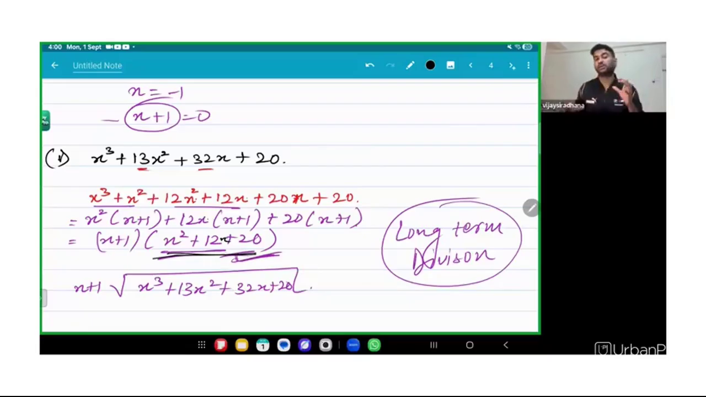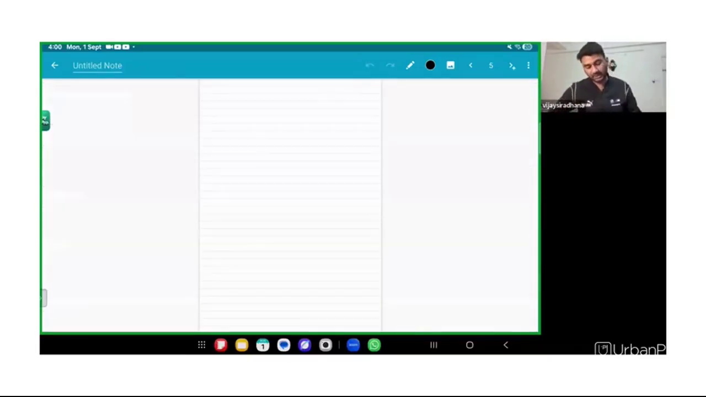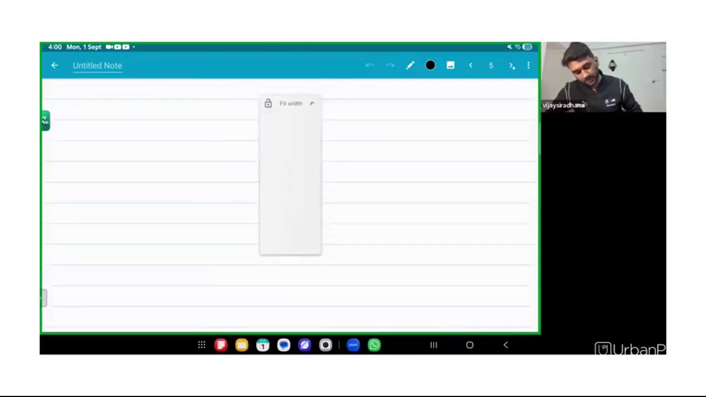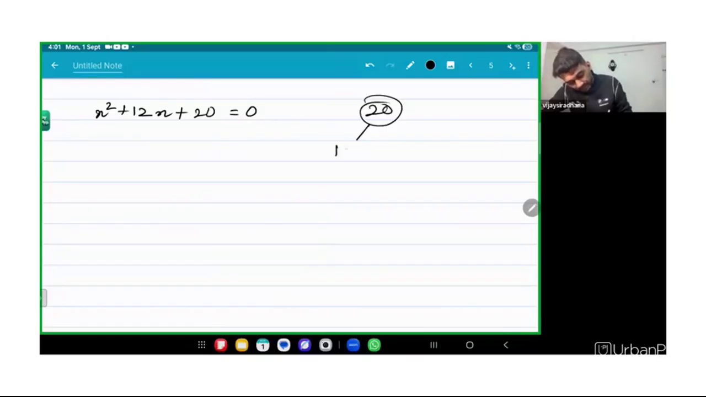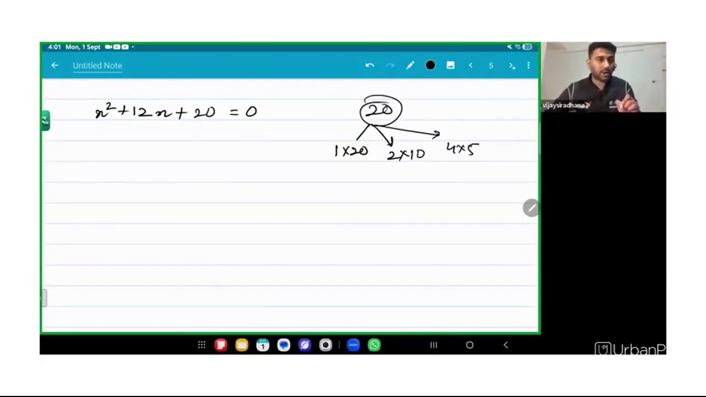With this, again, you need to do the middle term splitting. Now, let's do it. So x square plus 12x plus 20 equals 0. To do the middle term splitting, we need to find the factors of 20. You can write 20 as 1 into 20, or 2 into 10, or 4 into 5. If I want 12, this is the possible pair.